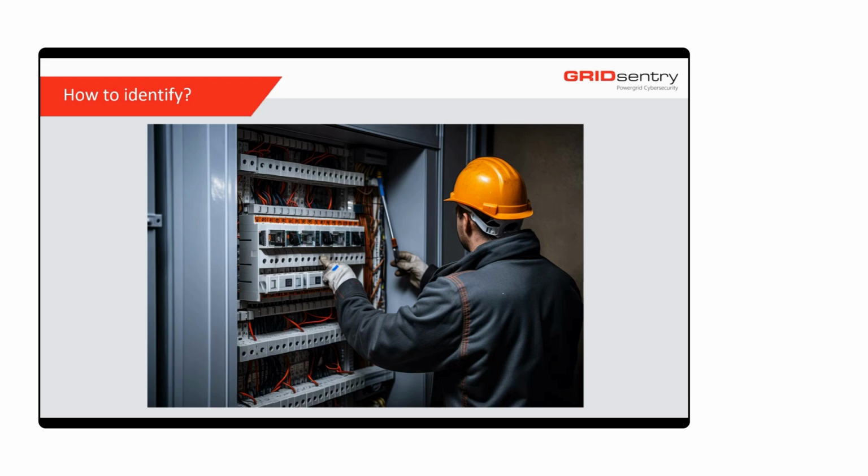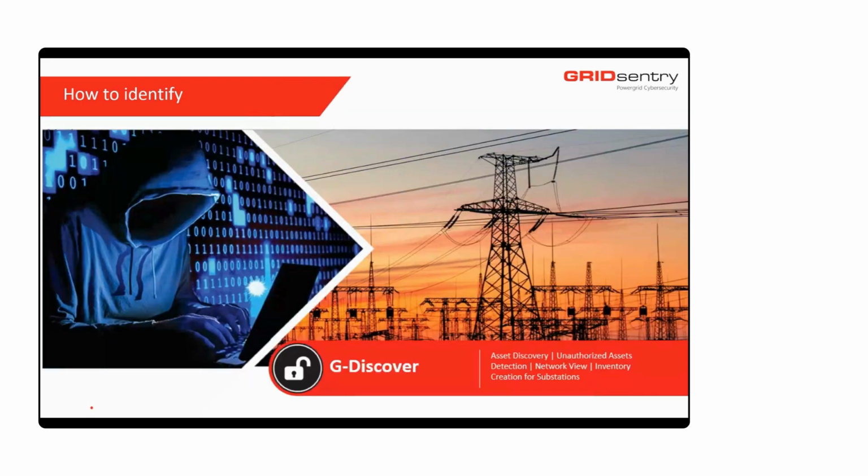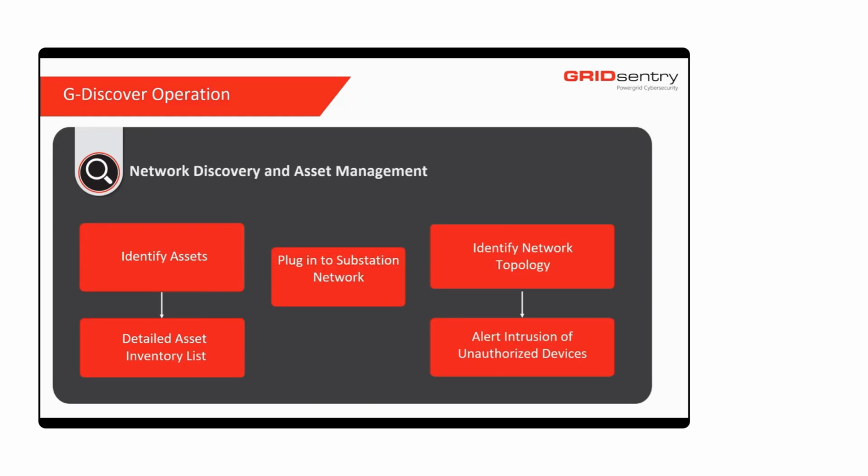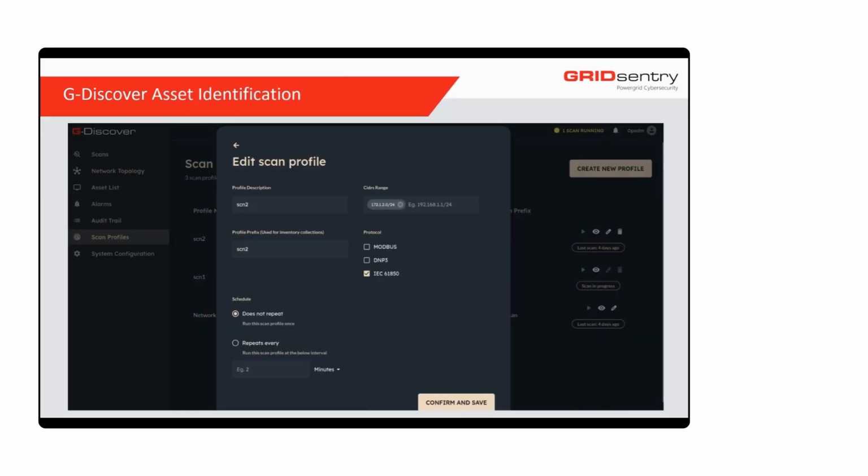So basically GRIDsentry has a solution for it, called GDiscover, wherein we automatically identify the assets that are there in the network and get a detailed asset inventory list. Users have to plug GDiscover into the substation network. It will fetch the complete details of the network, identifying the assets and the network topology, thereby getting a detailed asset inventory list. As I said, it is that combination that is most required. It works on the 61850 protocol, etc.